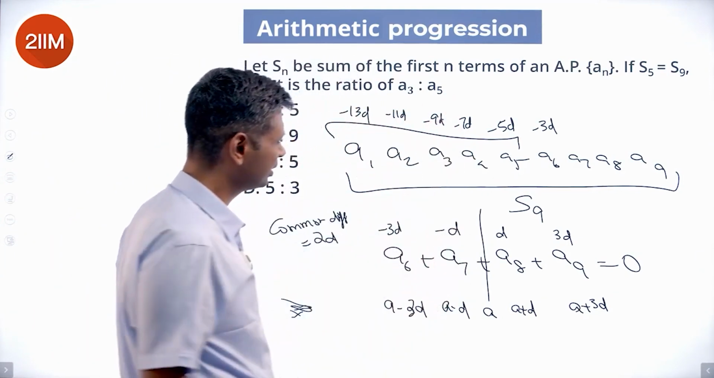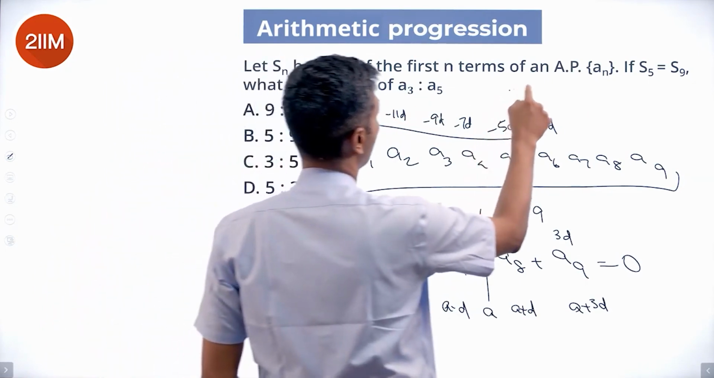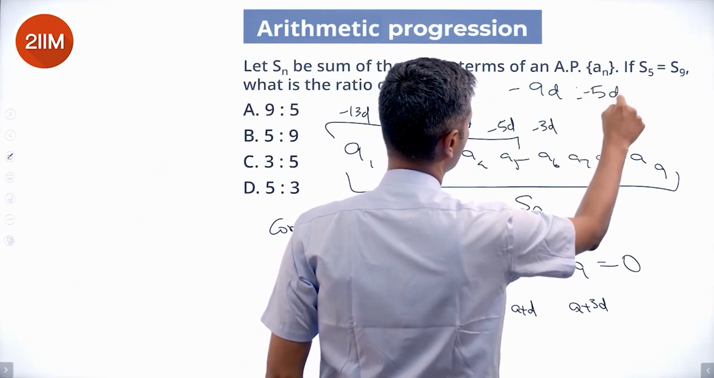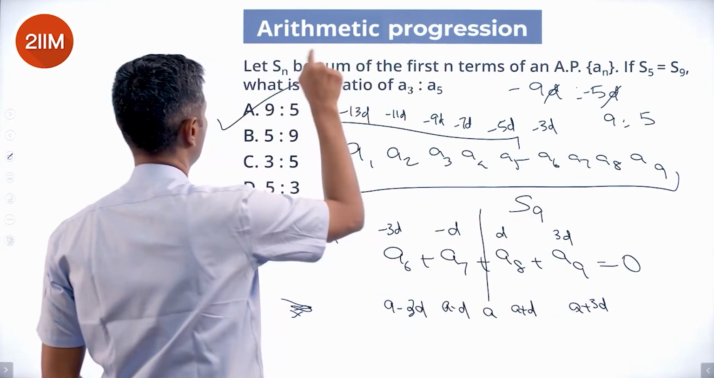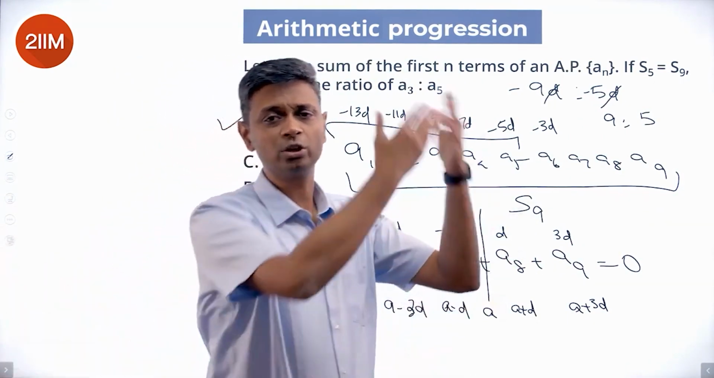I don't even have to find all this. I want to find A3 is to A5. A3 is to A5 is minus 9D is to minus 5D. Minus 9 is to minus 5, 9 is to 5. This answer done. Anchor around middle term, you are waltzing through progressions.